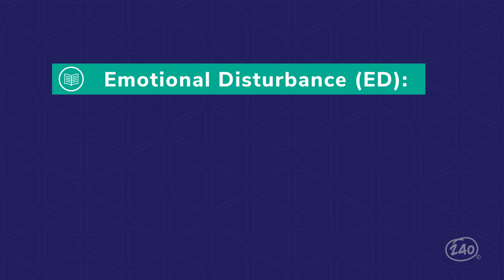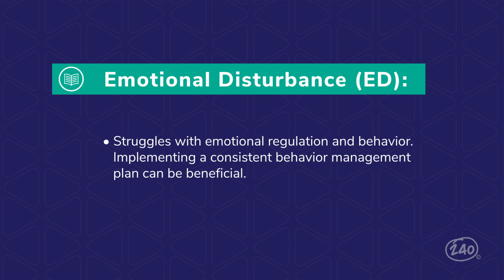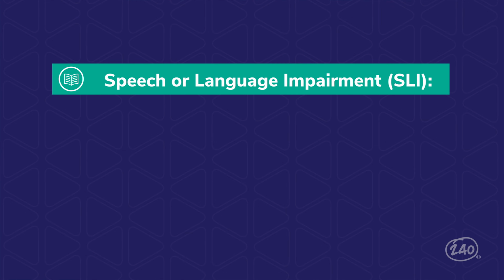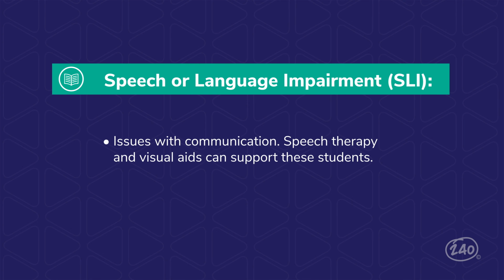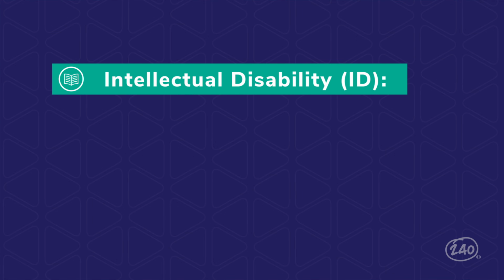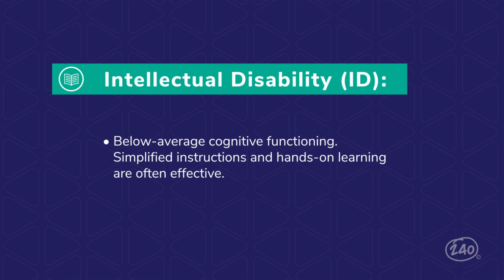Emotional Disturbance, ED. Struggles with emotional regulation and behavior. Implementing a consistent behavior management plan can be beneficial. Speech or language impairment, SLI. Issues with communication, so speech therapy and visual aids can support these students. Intellectual disability, ID. Below average cognitive functioning. Simplified instructions and hands-on learning are often effective.